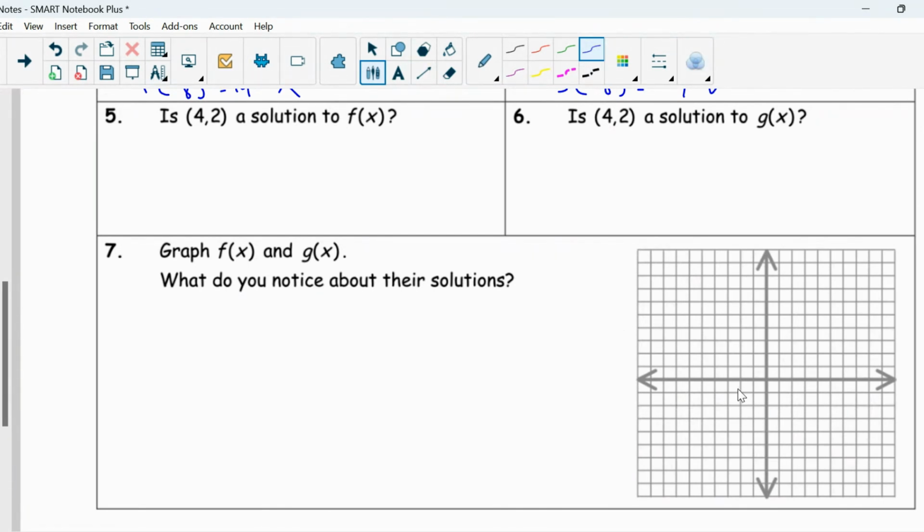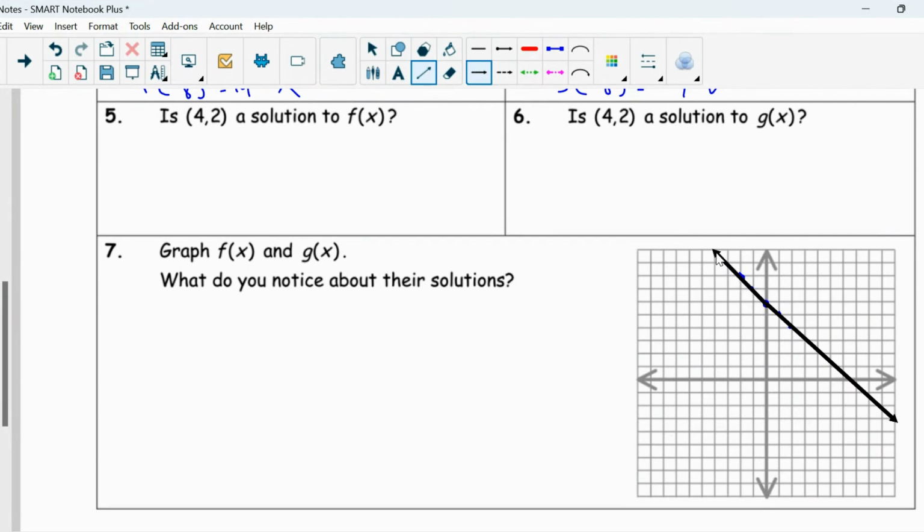Okay, so let's start by graphing f of x. So f of x is negative x plus 6. So let's start with our y-intercept. 1, 2, 3, 4, 5, 6. Plot a point right there. Then we have a slope of -1. So we can write in a couple of points. And then draw in our line. All right, there is f of x. We can label it quick.